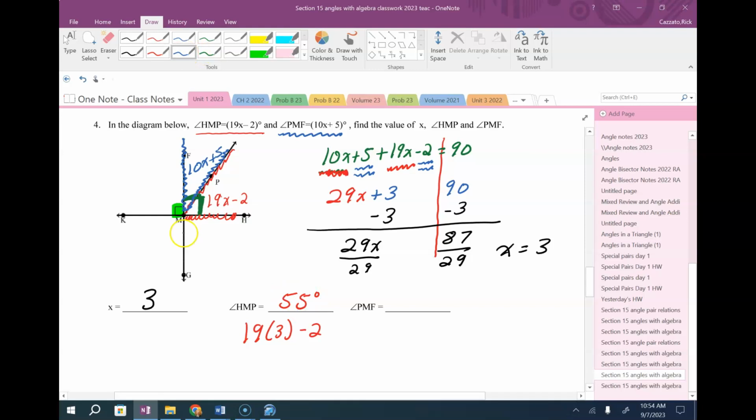Angle PMF is the blue angle. So 10 times 3 plus 5, that'll give me 35 degrees. And to check it, the red and the blue angle should add up to 90. So when I add these two numbers up on my calculator, I do get 90. So I hope you found this helpful on writing the equations and solving the equations regarding vertical angles, angle bisector, supplementary angles, and linear pairs.